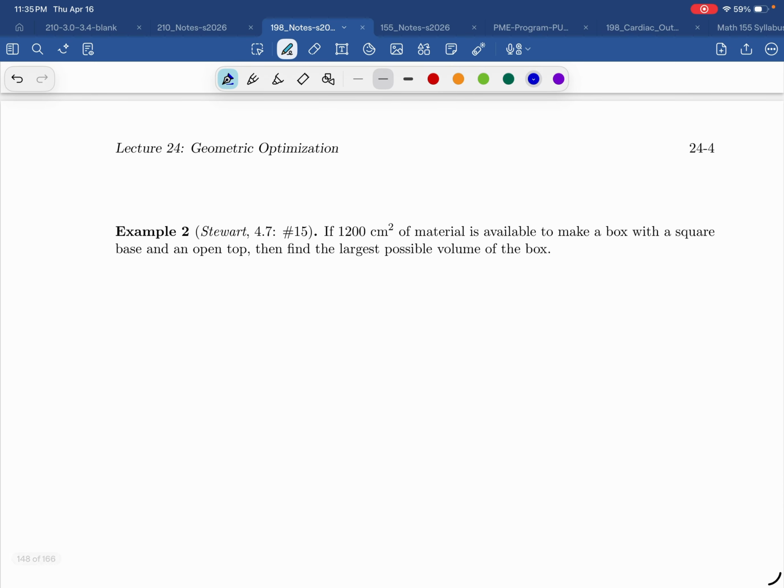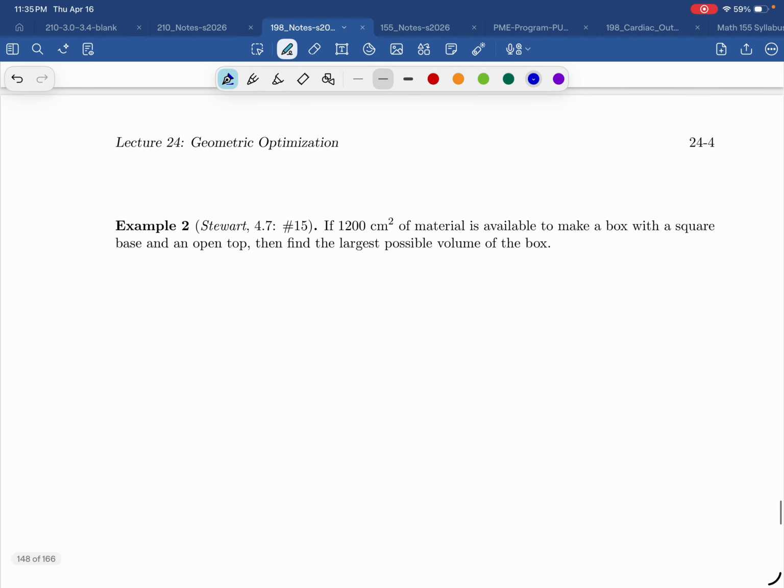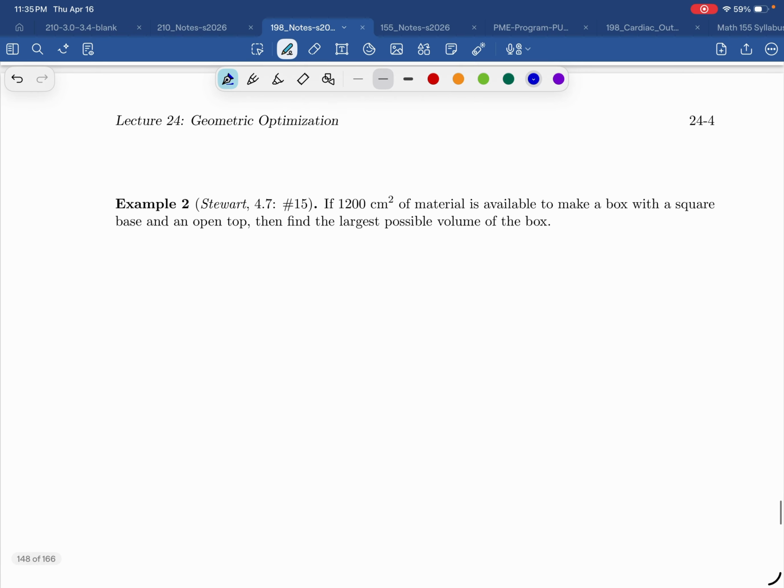Here's another example. Here we have a box, we have 1,200 square centimeters of material available. And the reason we're squaring those centimeters is because that's the surface area of our cardboard, right? It's like a big sheet of cardboard. And the question is, how do we make a box with a square base and an open top? So it's a little bit of a wrinkle. And we want to find the largest possible volume of the box.